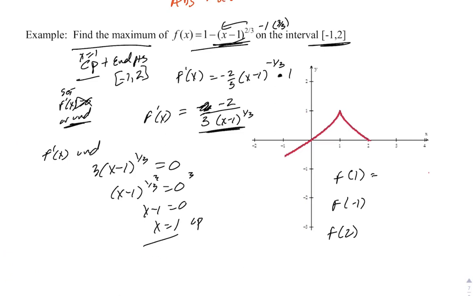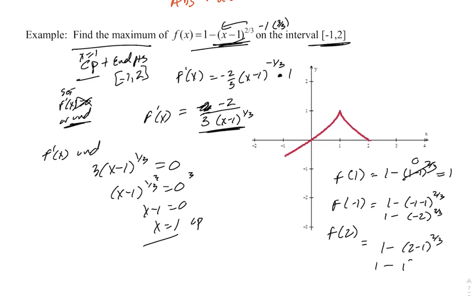If I plug this in just real quick, 1 minus (1 minus 1) to the 2/3, that's a 0, so I just get 1. Plug this one in, 1 minus (negative 1 minus 1) to the 2/3. That's 1 minus negative 2 to the 2/3. We'll work on that later. And then f of 2, 1 minus (2 minus 1) to the 2/3, 1 minus 1 to the 2/3. Well, 1 to any power is just 1, so 1 minus 1 is 0. Remember, we're looking for the max. So right now I got 1.